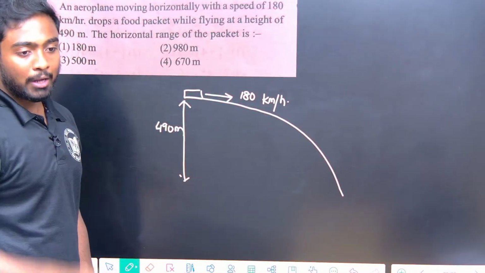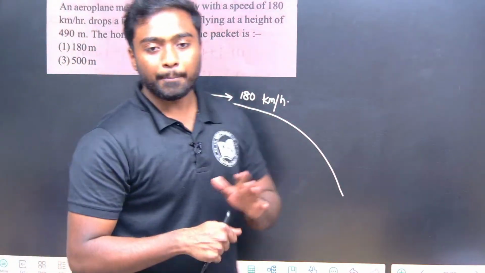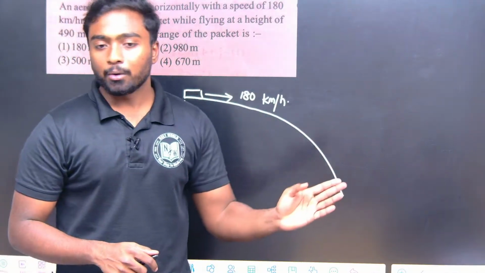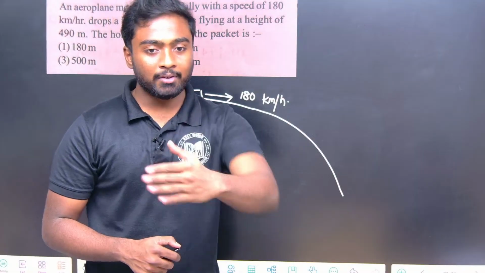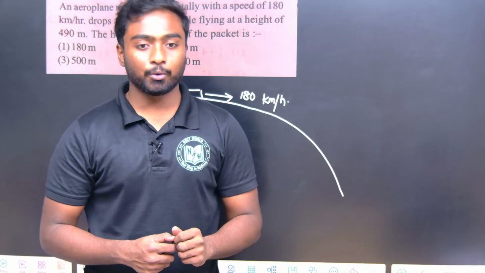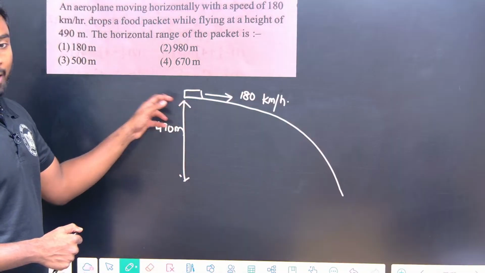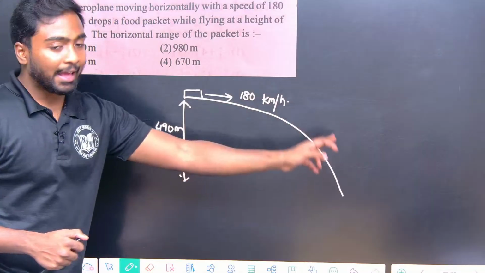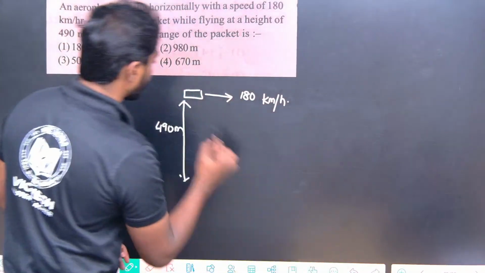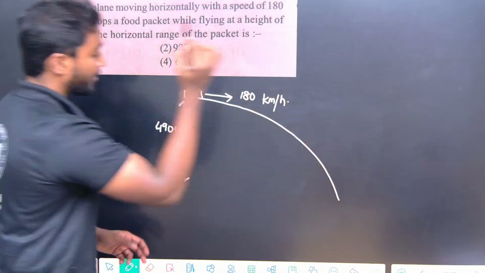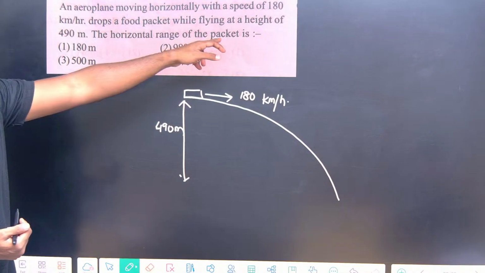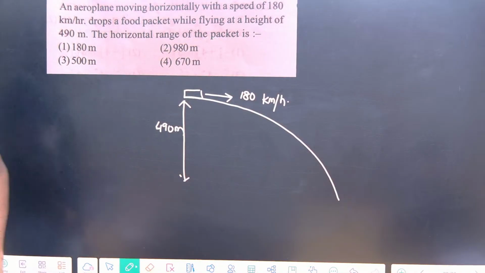If I am standing here and I drop something, it will go down, but I am moving like this. For example, a bus is moving. In a running bus, if a person gets down, in which direction will he start moving? He will start moving in the same direction as the bus goes, no? The same concept only. A plane is going in this direction, I am dropping something out, so it will travel in this direction only, in a parabolic path, no? Now they are asking the horizontal range of the packet.